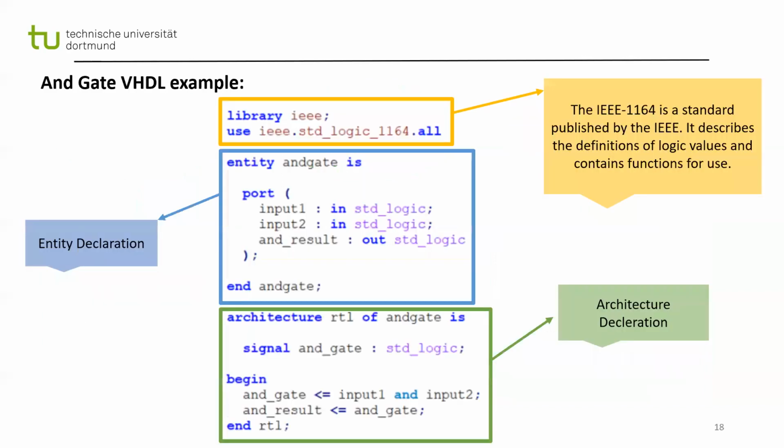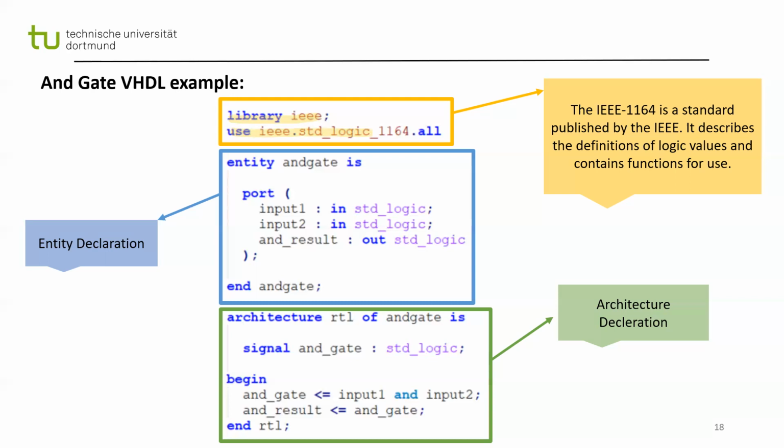In this slide, you can see more clearly how the VHDL model is structured. The blue part is the entity declaration, while the green part is the architecture declaration. In each and every VHDL program, the library IEEE must be called, which is a standard published by the IEEE Association and describes the definitions of logic values and also contains functions which can be called.